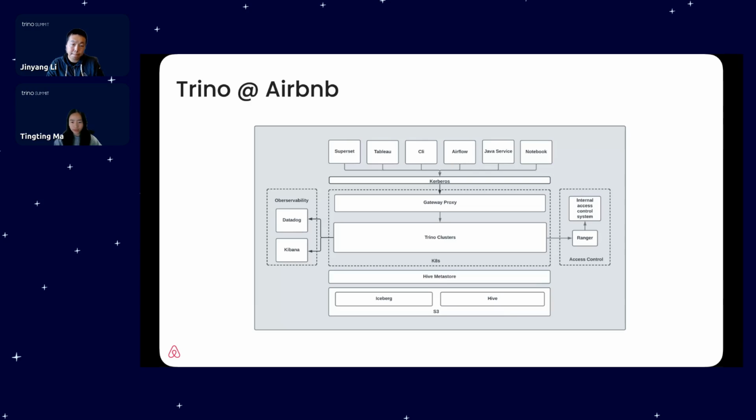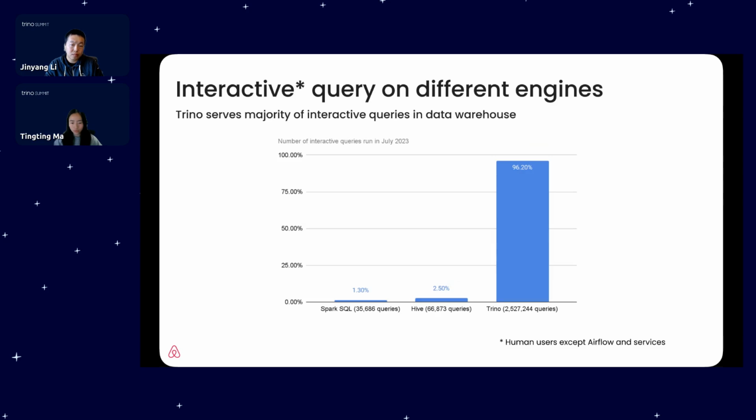We also have Ranger and our internal access control system. In addition, Trino emits metrics to Datadog and uploads logs to Kibana for observability. Underlying, we store data on S3, and we also have a Metastore on top of it. Now let's take a look at why interactive workloads are important when managing Trino clusters.